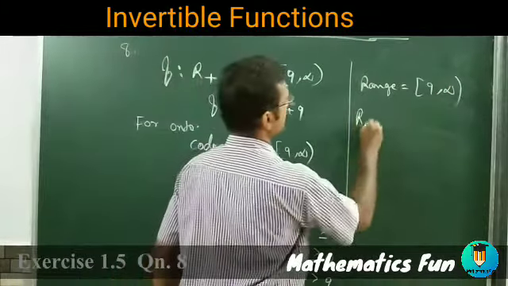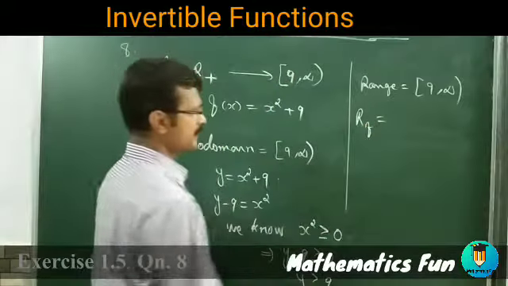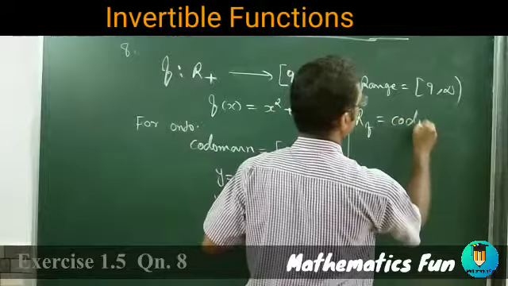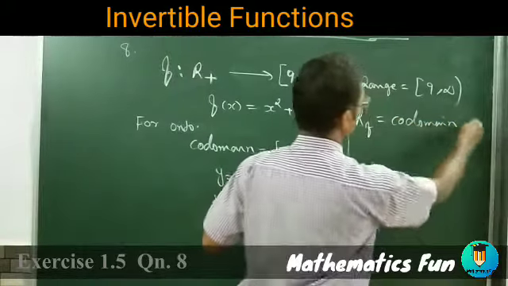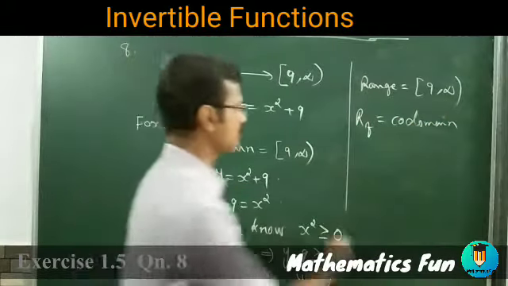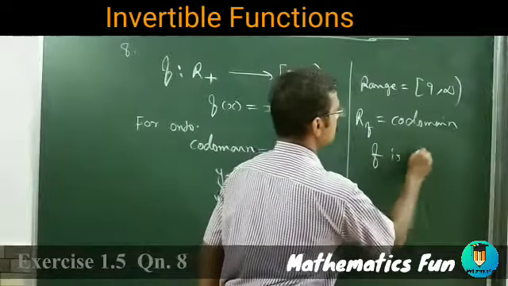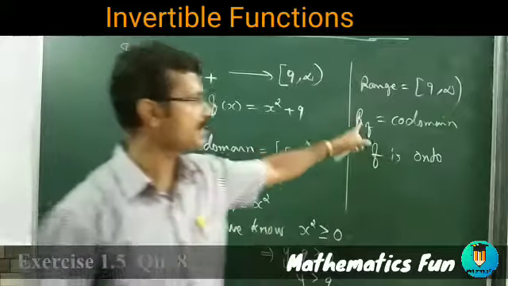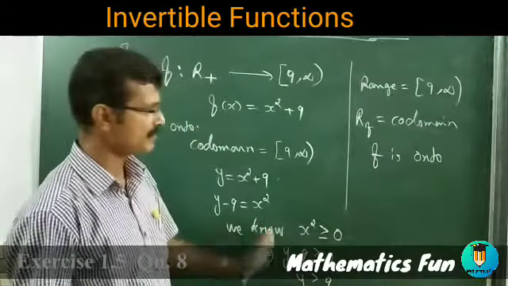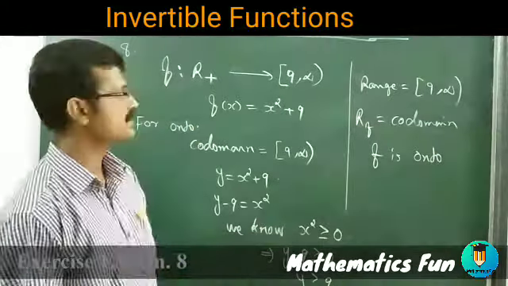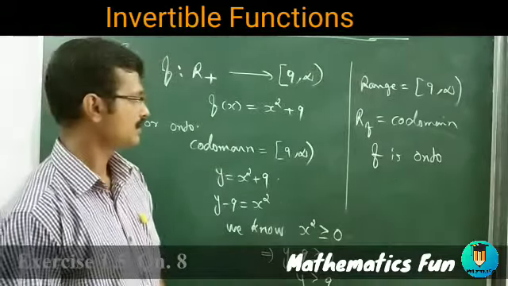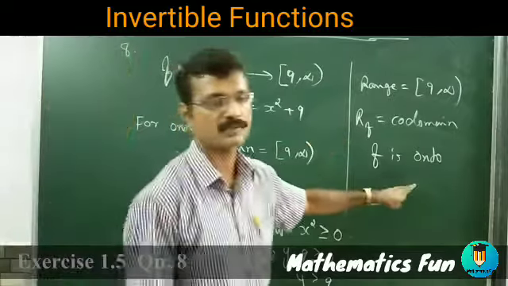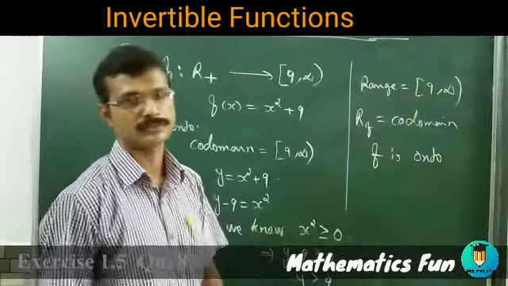So the range of f is equal to the codomain. Therefore, we can say the function is onto. So we got that the function is one-one and onto, since range is equal to codomain. Therefore, we can say the function is invertible. So that is the first part: we had to prove it is invertible, and the invertible part is over by proving one-one and onto.